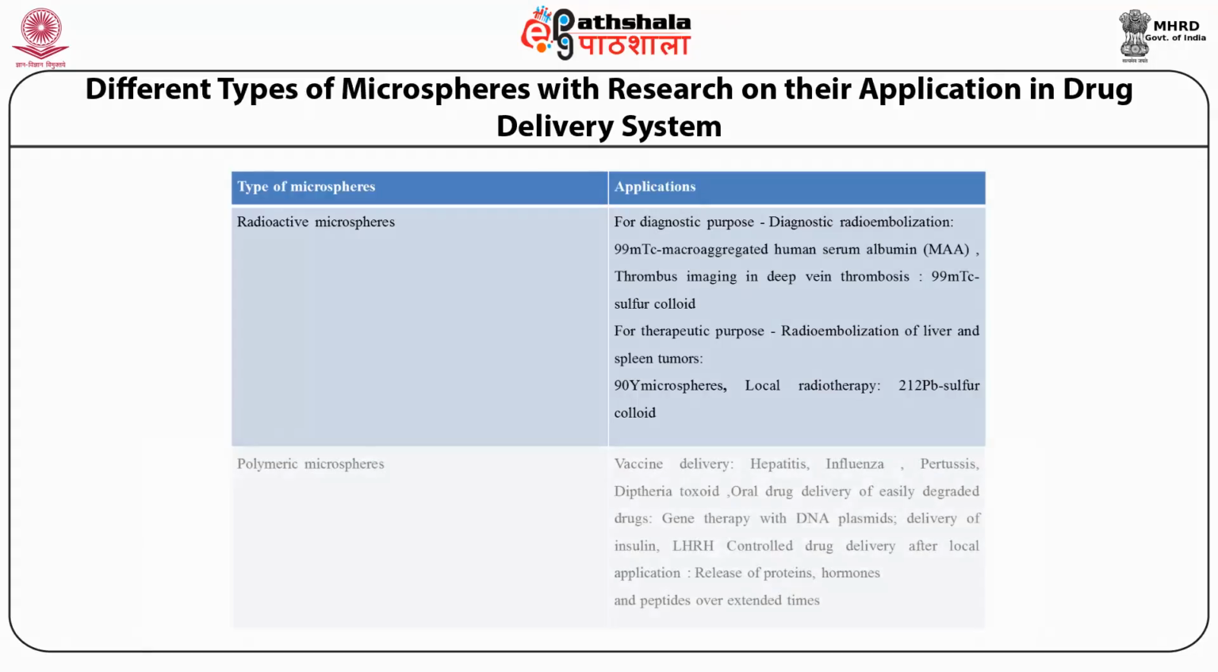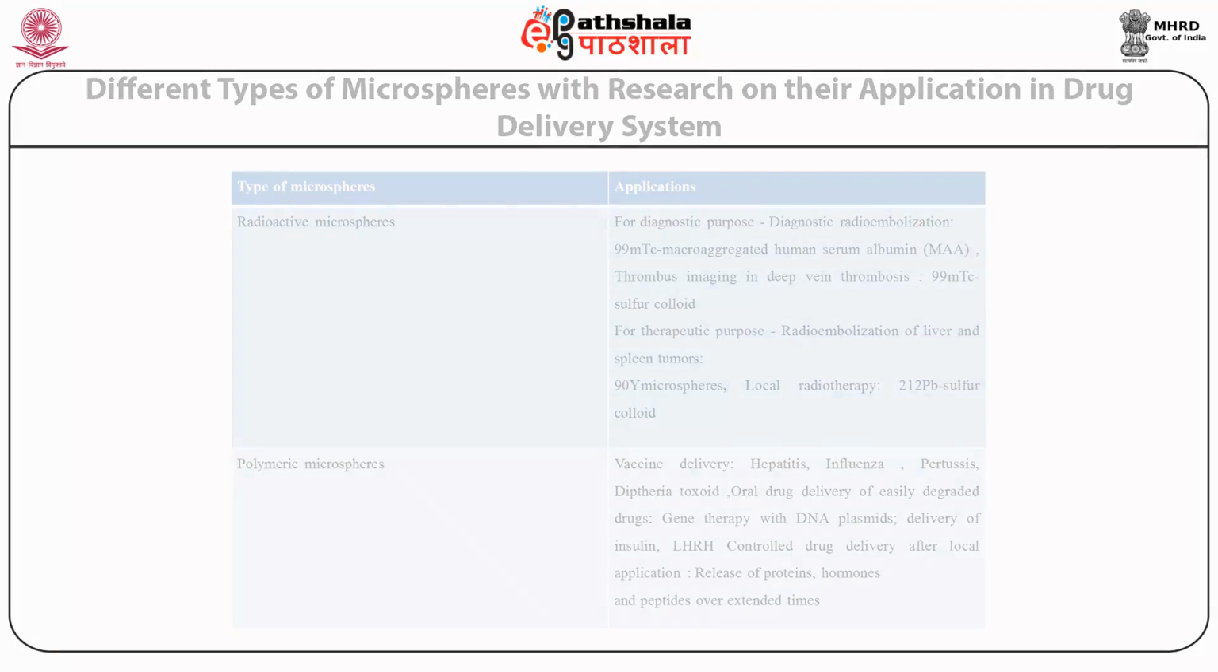Another type of microspheres are polymeric microspheres. They are used for vaccine delivery like hepatitis, influenza, pertussis, and diphtheria toxoid, oral drug delivery of easily degraded drugs, and also for gene therapy with DNA plasmid, delivery of insulin, and LHRH controlled drug delivery after local application, like release of proteins, hormones, and peptides over extended times.